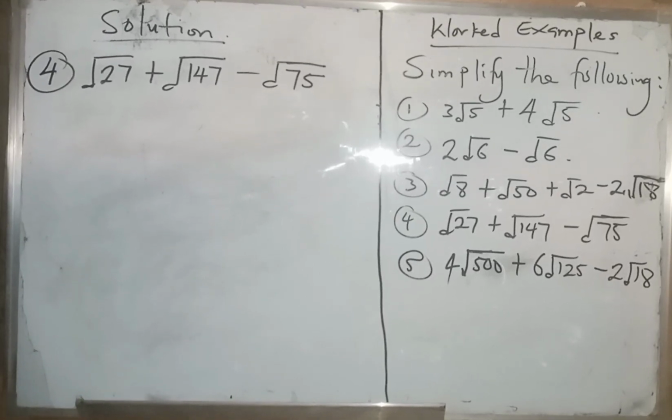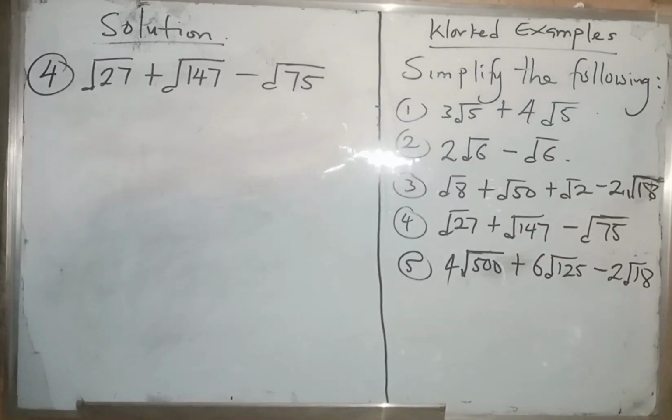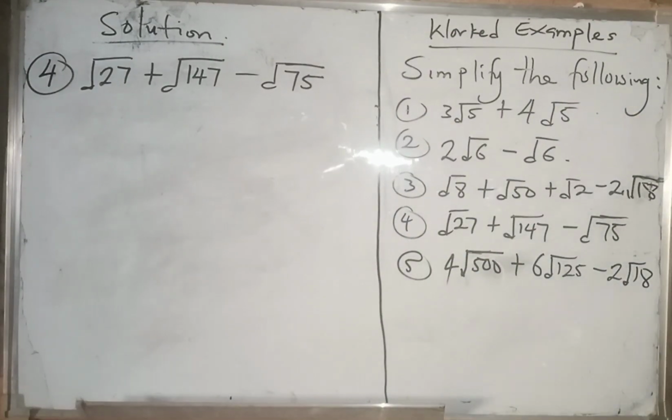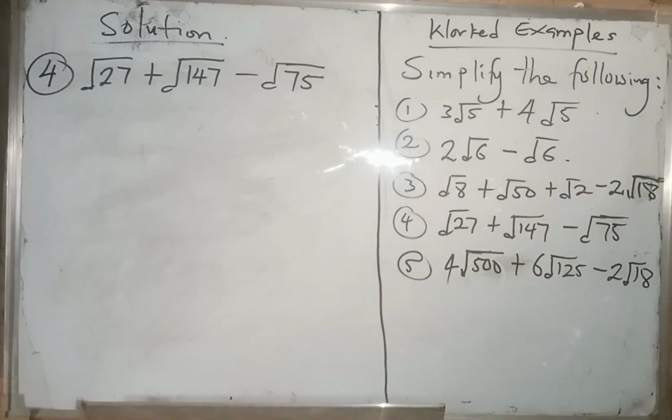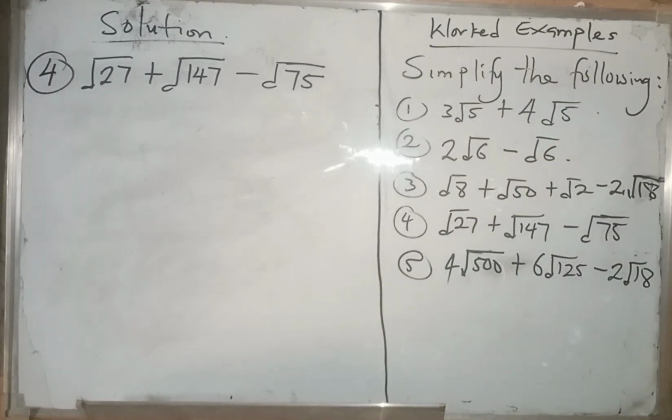We are now simplifying root 27 plus root 147 minus root 75. Once again, we are going to simplify them into their basic forms. So let's do that.